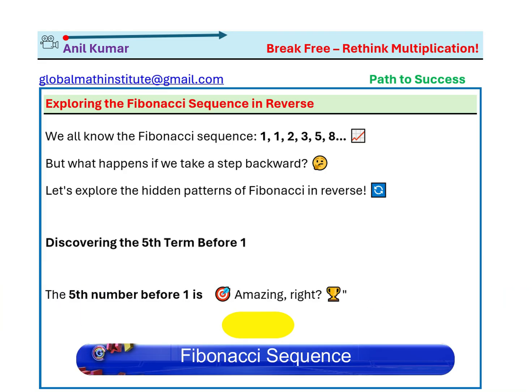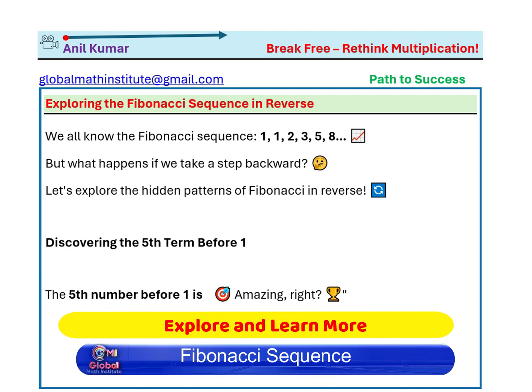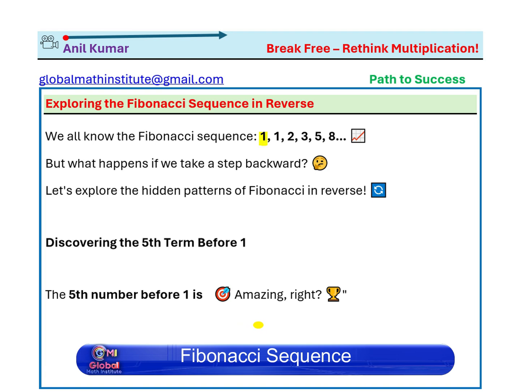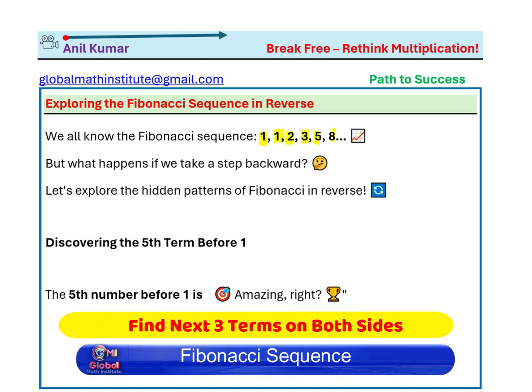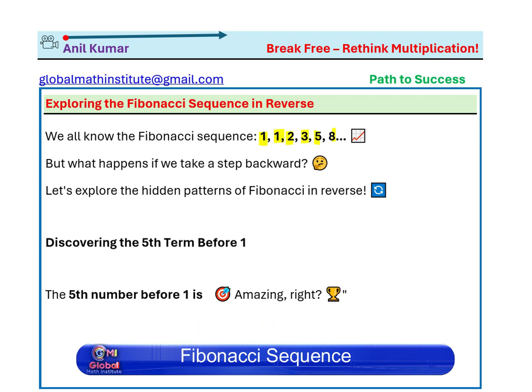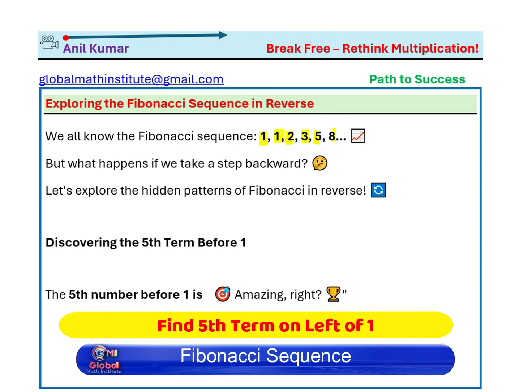Fibonacci sequence, a very famous sequence. We are going to explore it on both the sides. We all know that Fibonacci sequence 1, 1, 2, 3, 5, 8, and so on is a very special pattern which is found in nature. Can you tell me the next three terms? Well, not only that, in this particular video, we are also going to explore it backwards.